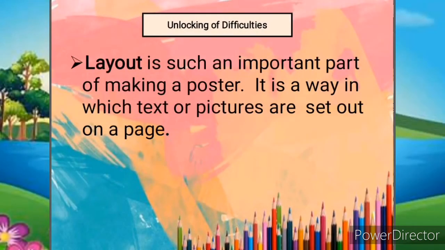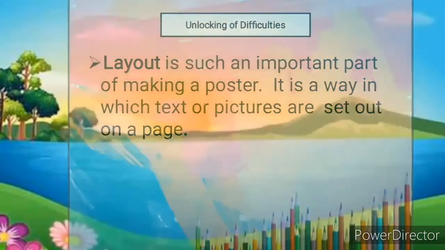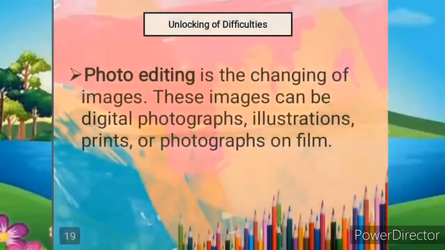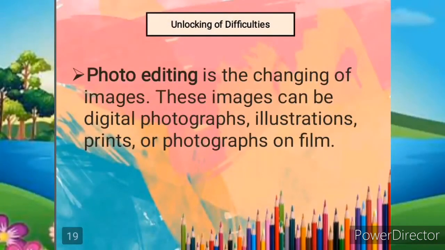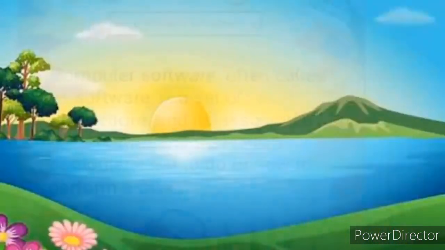Number 1 is layout. Layout is such an important part of making a poster. It is a way in which text or pictures are set out on a page. Number 2 is photo editing. Photo editing is the changing of images. These images can be digital photographs, illustrations, prints, or photographs on film.